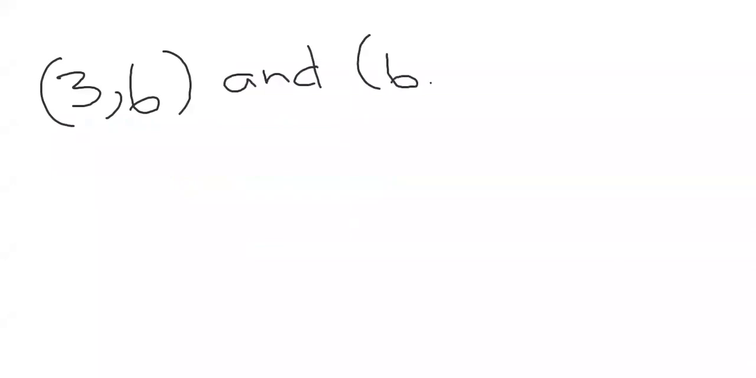3, 6, and 6, 12. Now, to make life easier for you, label your coordinates. Every coordinate has an x and a y value. So you have an x there and a y there.